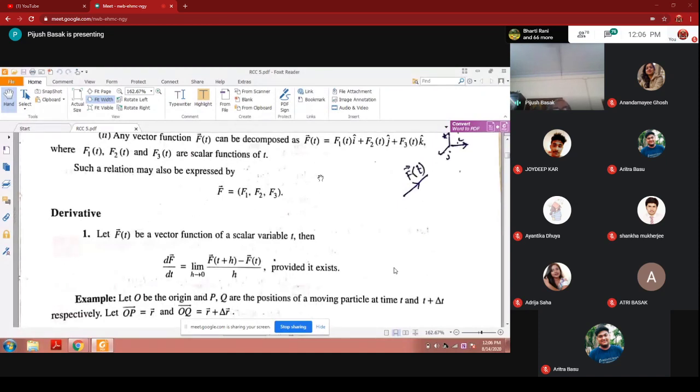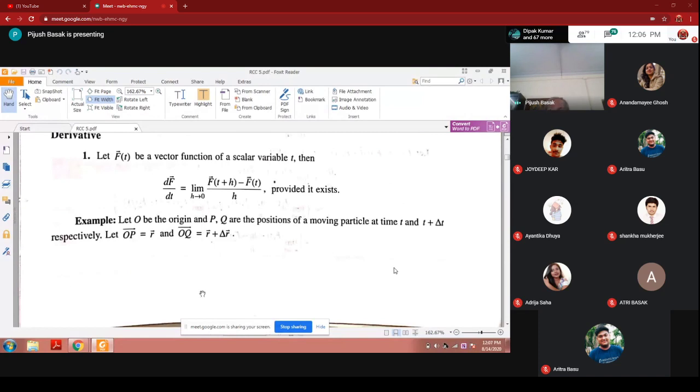Derivative. We can also differentiate this vector f(t) as per this formula: df/dt is equal, as per the limit definition of the usual differential calculus, to the limit as h tends to 0 of (f(t plus h) minus f(t)) by h, provided it exists. So df/dt will be no problem.